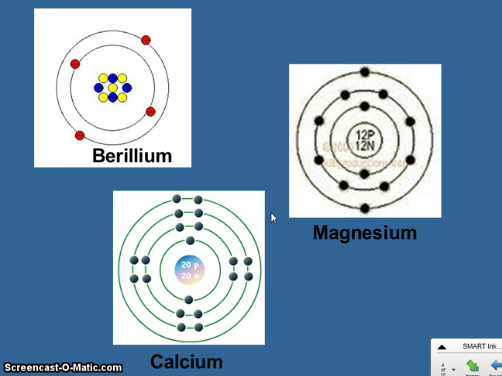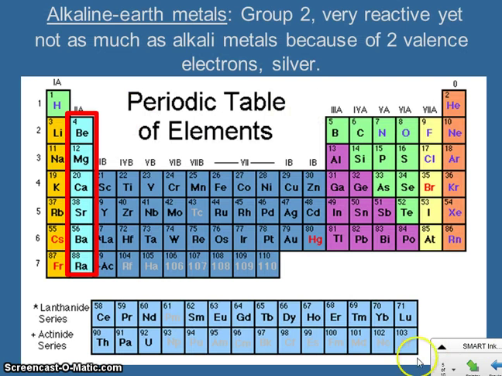Now, because they have the same number of valence electrons, they're going to act similarly as well. So this group here, group 2, we refer to them as our alkaline earth metals. Okay, these are also very reactive elements, but not quite as much as the alkali metals. Okay, and that's because they have 2 valence electrons instead of 1.